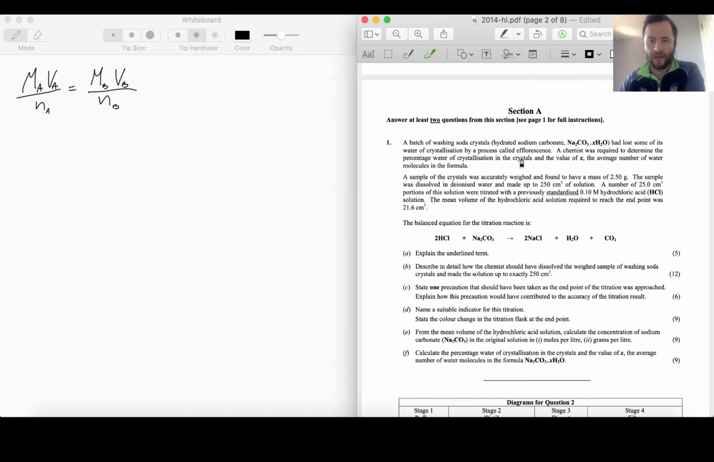In this question we're looking at a situation where a batch of washing soda crystals lost some of its water, and we had to determine the percentage of the water loss. So that's just an introductory part to the question, but the important information is here. A sample of the crystal was accurately weighed and found to have a mass of 2.5 grams. So this is the mass of the sample of the hydrated crystal.